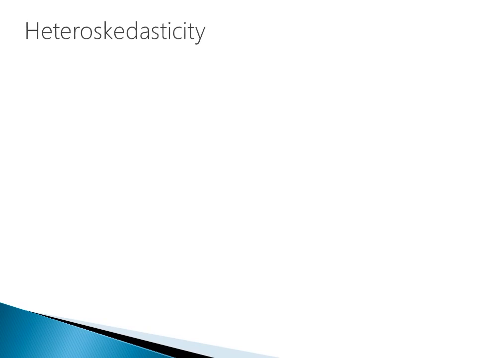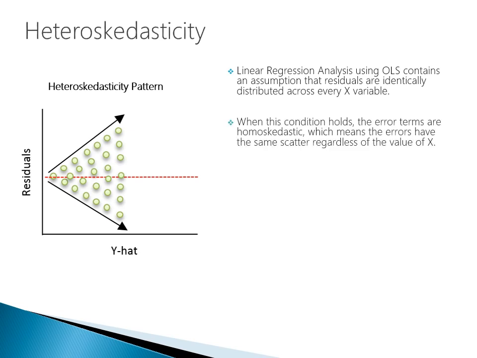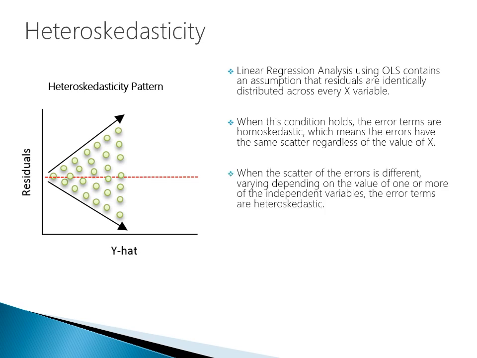We will now talk about the concept of heteroscedasticity. Linear regression analysis using OLS contains an assumption that residuals are identically distributed across every x variable. When this condition holds, the error terms are homoscedastic, which means that the errors have the same scatter regardless of the value of x. When the scatter of the errors is different, varying depending on the value of one or more of the independent variables, the error terms are heteroscedastic.